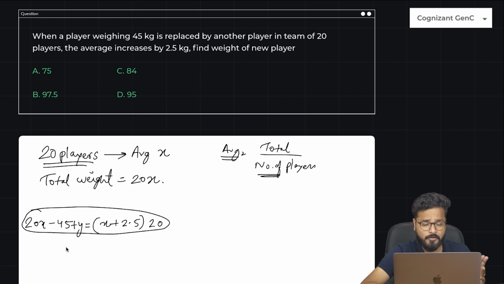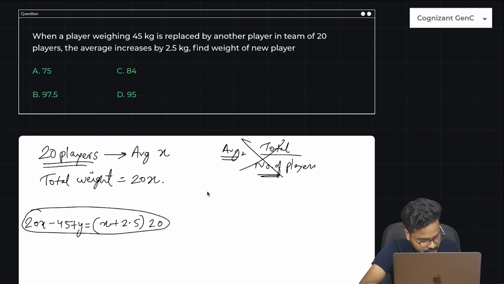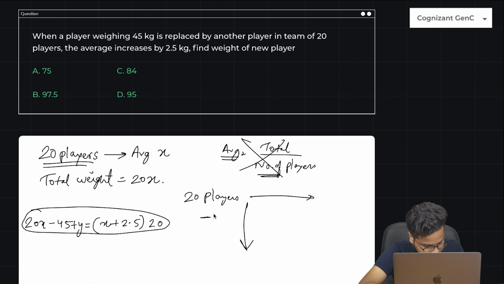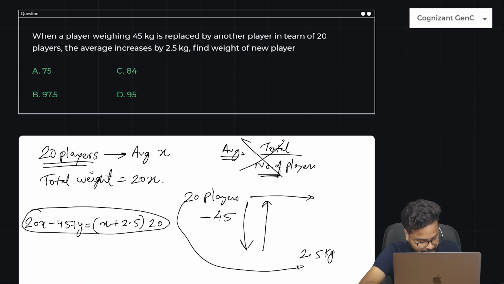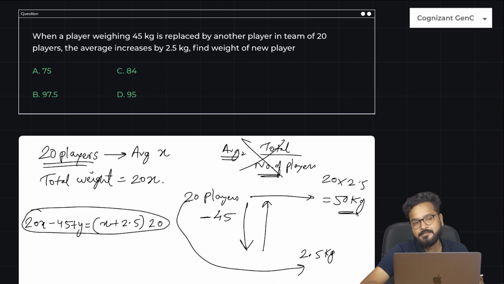But why do so many calculations? Why think in that particular way? In averages, guys, the answer can always be simple. You don't even have to use this. Just think about it like this. Let's say 20 players, right? One player left, another player joined in. The average increased by 2.5 kg. The total average increased by 2.5 kg. So how much did the total weight increase, guys? 20 into 2.5, which is 50 kg. So totally 50 kg increased, right?